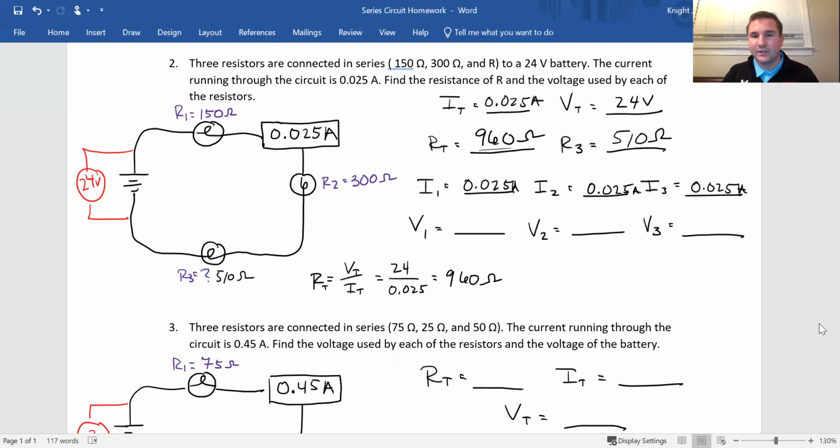And now we're just calculating voltages. I have R's and I have I's. The last voltage is I times R. So I can multiply this by 150, multiply this by 300, and multiply this by 510, right? So I times R, I times R, I times R. If I go ahead and do that, I can get all my voltages. So 0.025 times 150 is 3.75. 0.025 times 300 is just going to be twice that, 7.5. And 0.025 times 510 is 12.75.